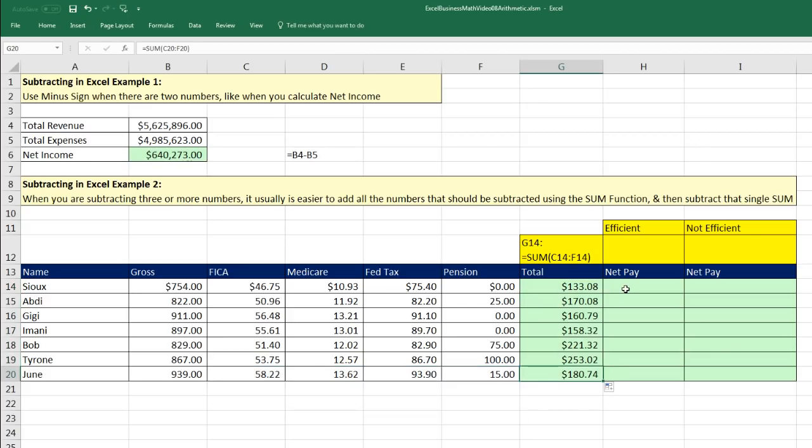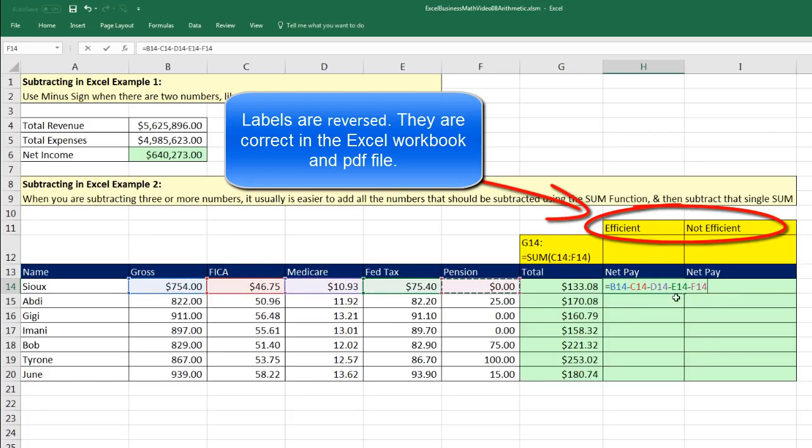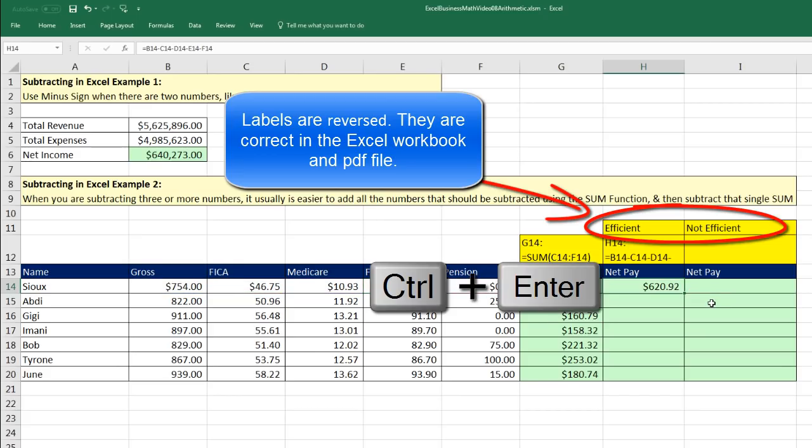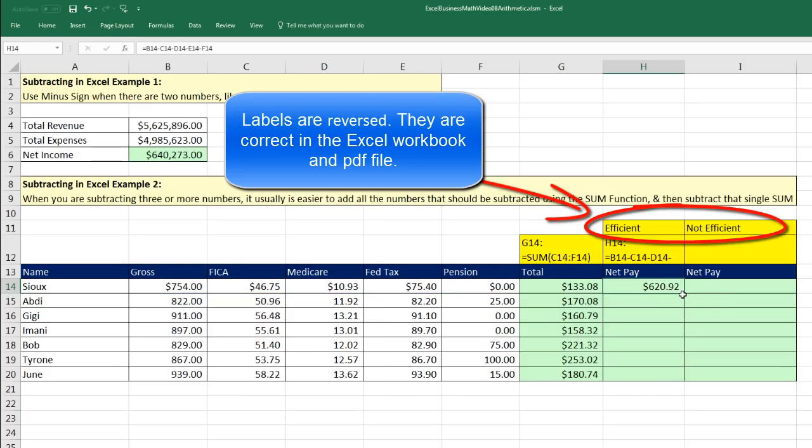All right, now we can calculate net pay. Equals, and I'm going to click on the gross pay, minus FICA, minus Medicare, minus FedTax, minus pensions. That is not the way you should do it. Control Enter, double click and send it down. Go to the last cell, F2. Yes, it will work, but it takes longer than adding them up first.